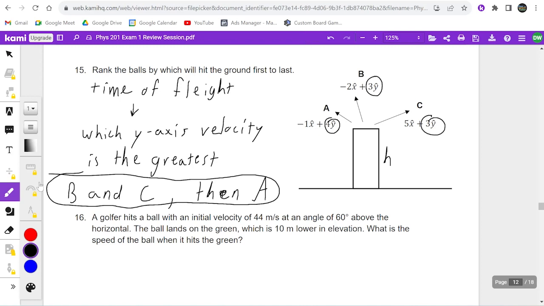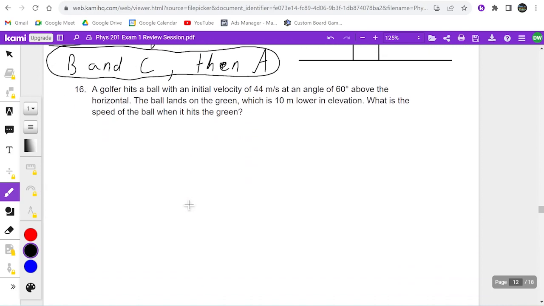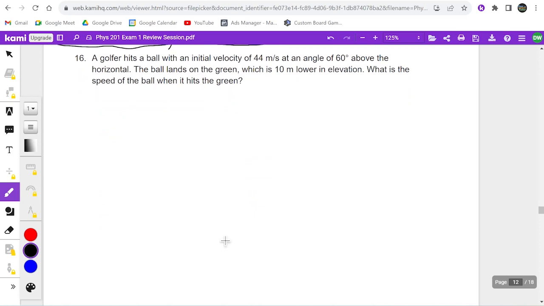Any questions? Okay. And then number 16 is going to be the last one before our break.